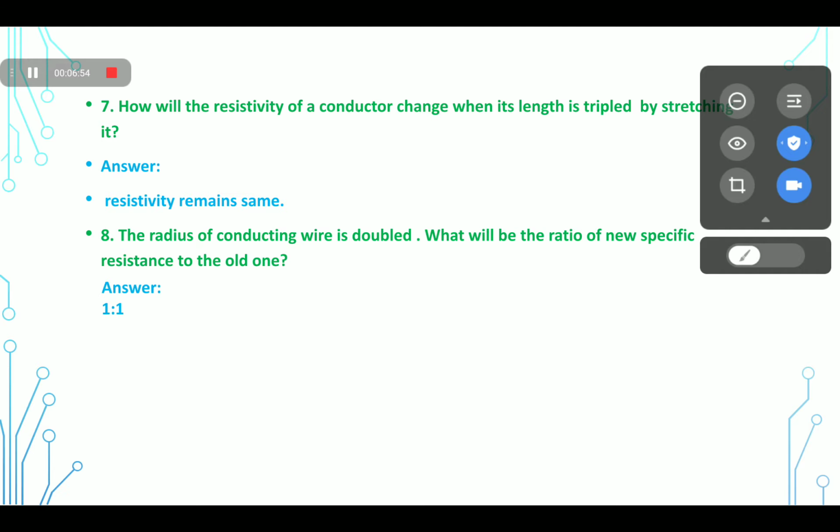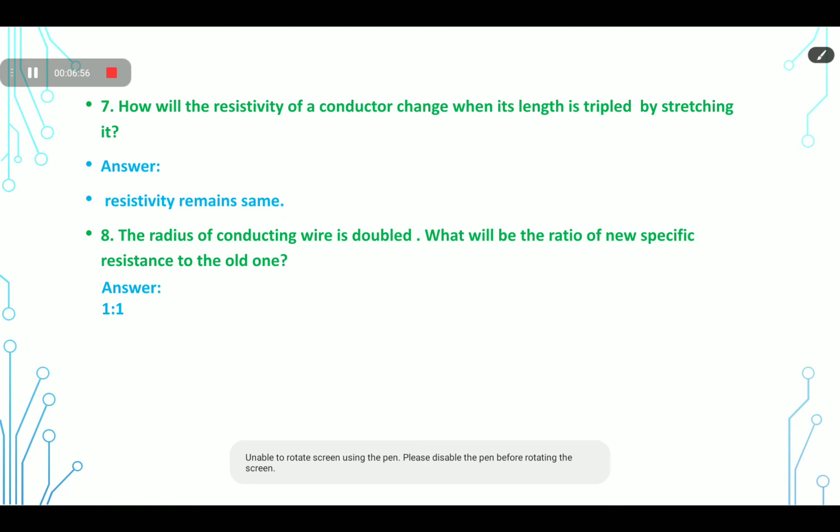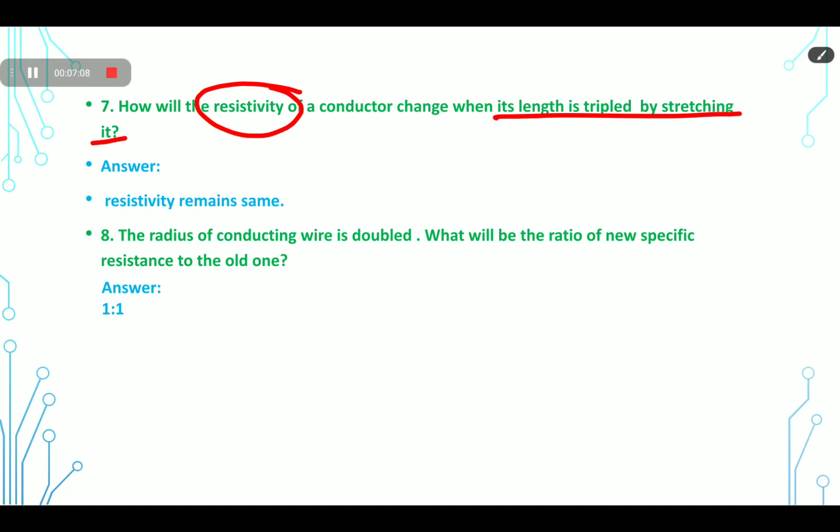Now in the next slide, the two questions are very simple. How will the resistivity of a conductor change when its length is tripled by stretching it? First of all, we have to understand that the resistivity does not depend on the dimension, meaning the resistivity does not depend on the length or the area of cross section. So if we triple the length, then the resistivity remains the same.